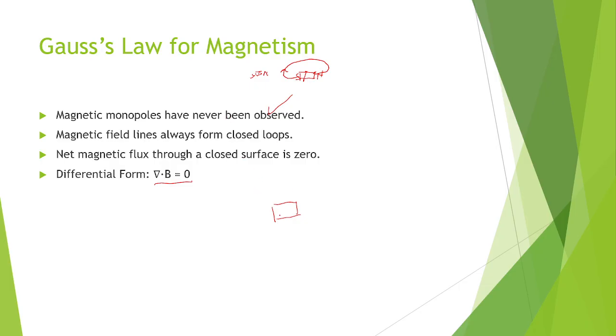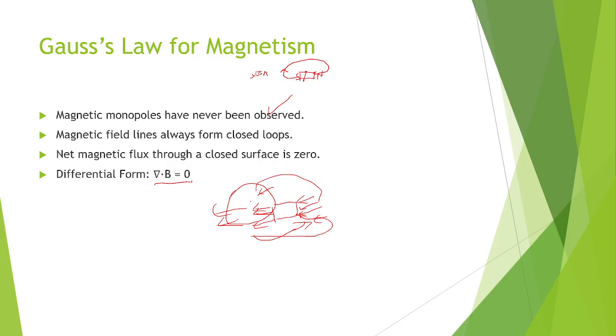When you take a closed path anywhere in the magnetic field, the lines will always end over here. So anywhere you take a closed path or closed surface, the lines will enter and leave in the same number. So the divergence will always be 0 for the magnetic field.